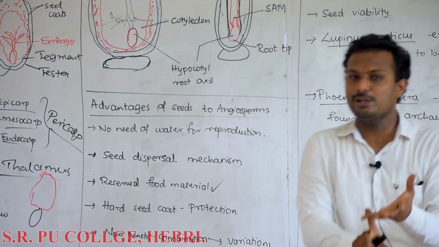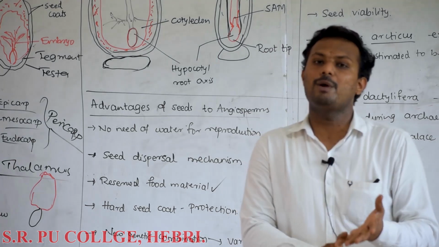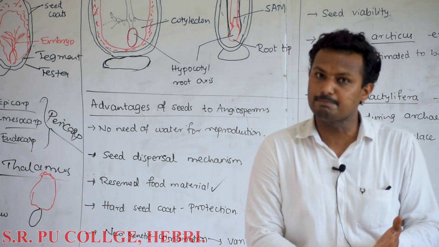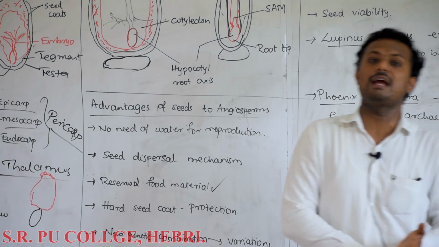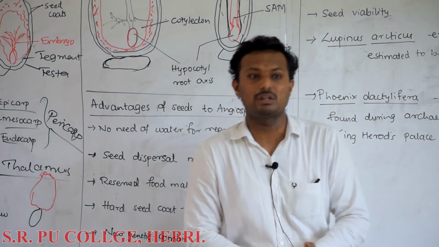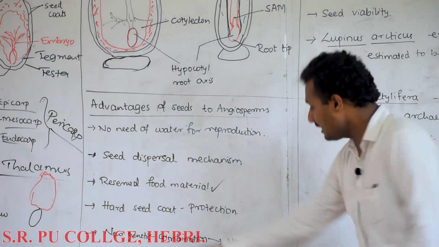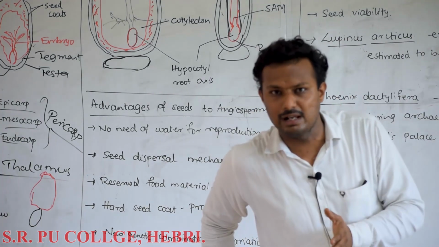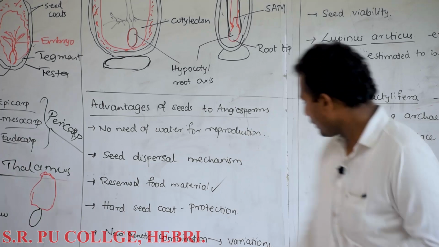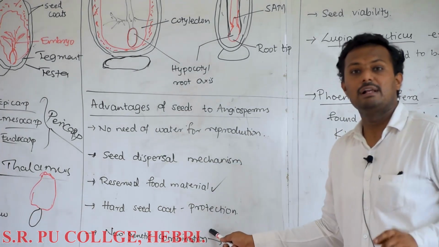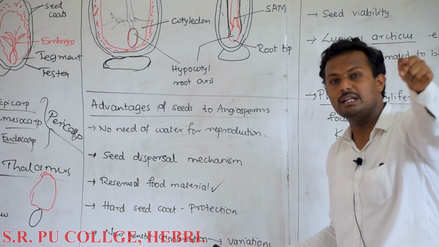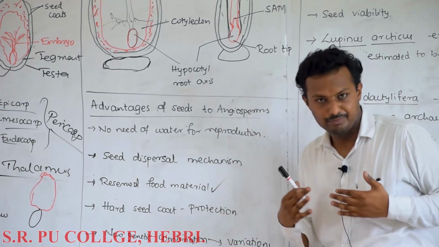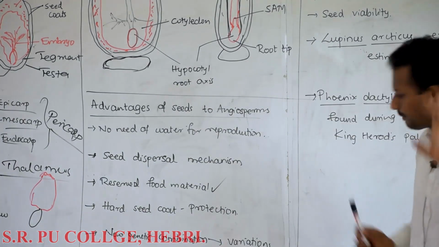It will provide protection from mechanical injuries. It will provide protection from high or cold temperatures. It will provide protection against various enzymatic activities or chemical reactions, right? And that is why during the journey of the seed, during its dispersal, the seed will be protected very carefully, and it will once again help to maintain viability and to germinate, right? So that is one more benefit.